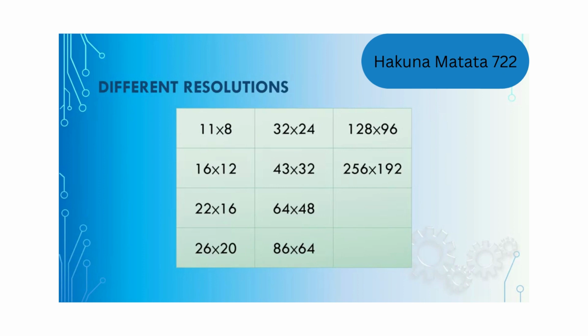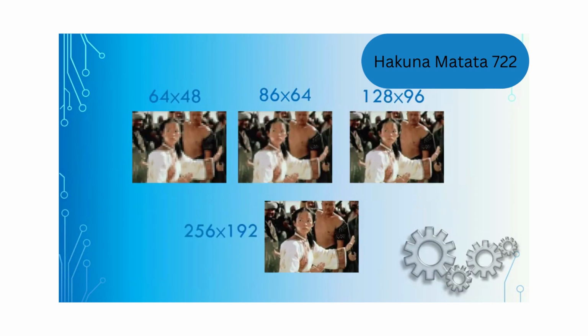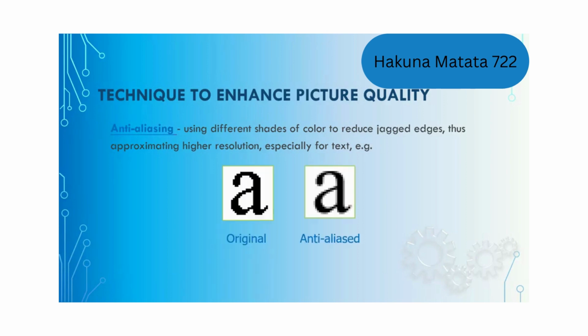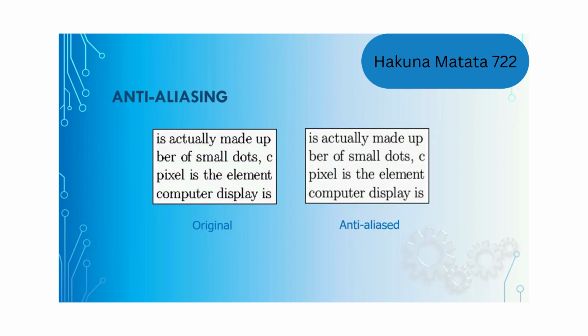So here we have some example resolutions. And you can see that basically the higher the resolution, the sharper the image. In computer graphics, there are different software techniques that we can use to enhance picture quality. One very common technique is anti-aliasing. It uses different shades of color to reduce jagged edges, and is especially effective for text, as you can see in the diagram. And this is another example of text before anti-aliasing and after anti-aliasing.